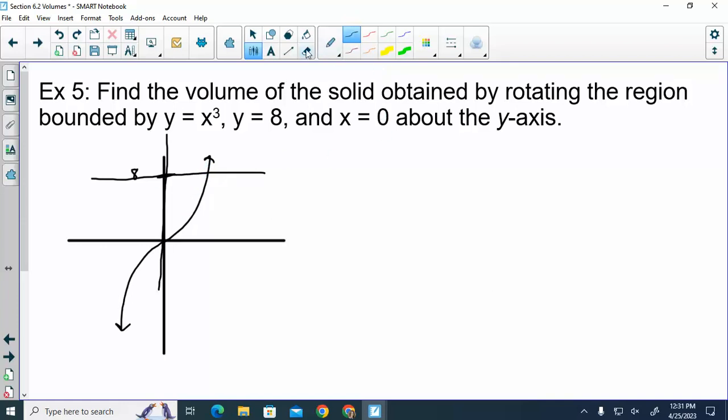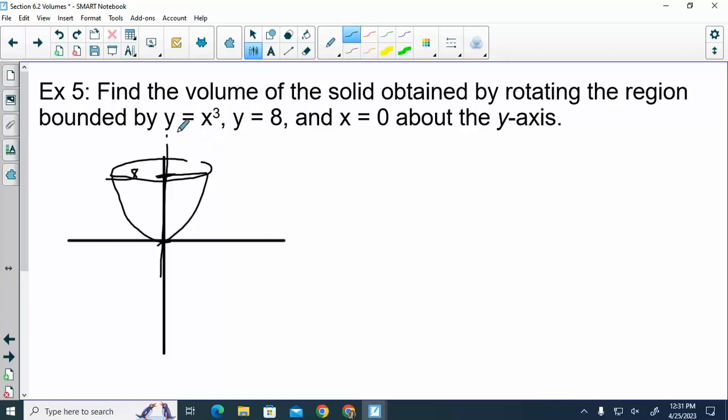What region are we really looking at then? We want the region bounded by all of those, so the part in between all of them. So really, we're just looking at this right here, correct? But here's what changed. I'm rotating that about the y-axis. So if I take that and spin it around the y-axis, we get something like this.